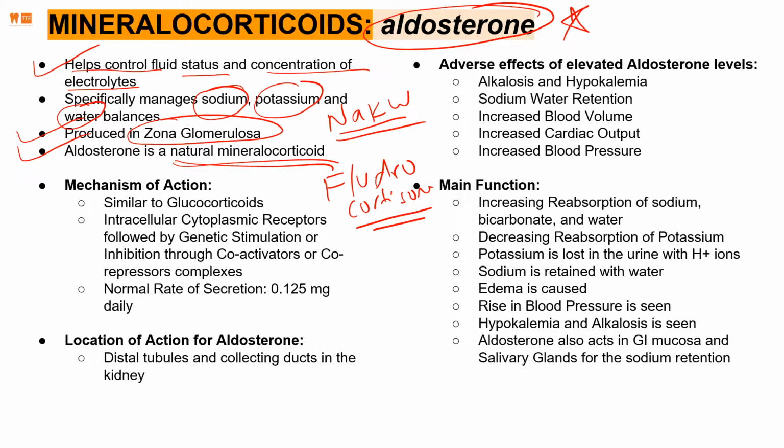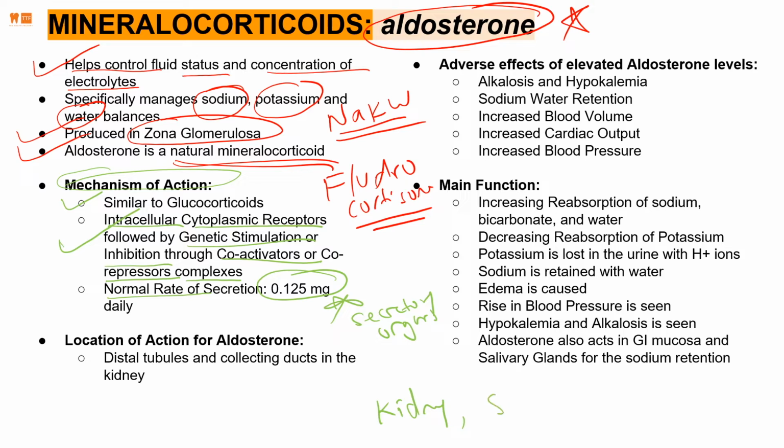Okay. Mechanism of action, similar to glucocorticoids, of course. It works intracellularly, goes into the nucleus, genetic component, and so on. Intracellular cytoplasmic receptors followed by genetic stimulation or inhibition through co-activator or co-repressor complexes. The normal rate of secretion of this one is 0.125 milligrams daily. Only at secretory organs. Which ones? Kidney, saliva, and sweat, which is sebaceous glands.